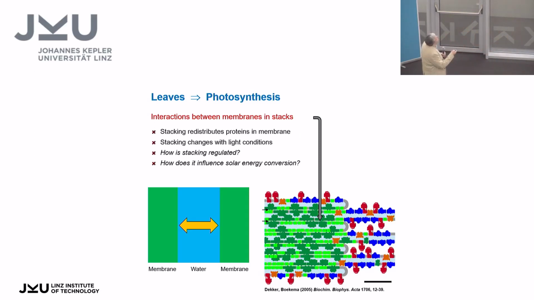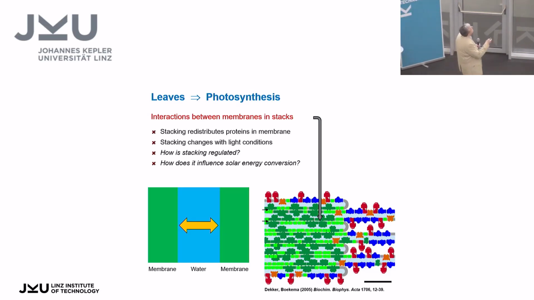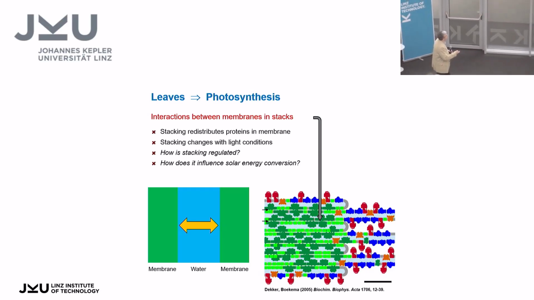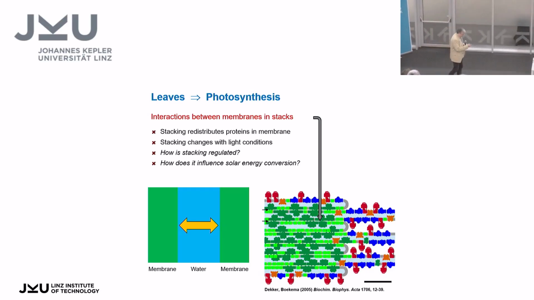So the stacking apparently redistributes the protein in the membranes. It also changes the light conditions. And this is interesting because the plant has to react somehow, whether there's high sunlight or low sunlight. We can use a sunblocker to avoid sunburn, but the plant has to do other things. And among them is a redistribution of these membranes. And we would like to understand how this is regulated and how it is influencing the solar energy conversion. So everything that is green here absorbs light energy and distributes it somewhere where it is then transformed into chemical energy to produce all the materials the plant consists of. And of course, it is a burning question to understand how these membranes work in this arrangement.